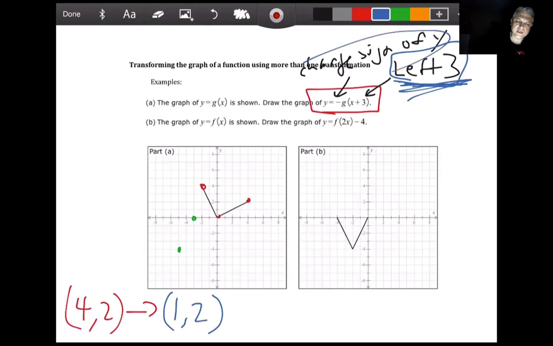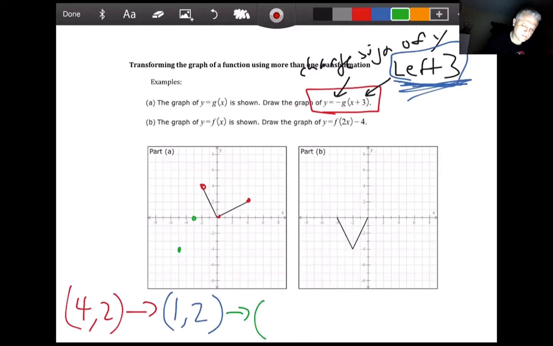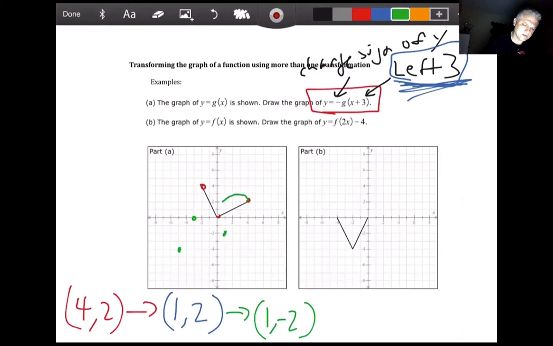And now we're going to change the sign of y. y is 2, we go to -2. So 1, -2, right above there. So how did we do that? We went 3 units to the left, and then reflected over the x-axis by changing the sign of the y.